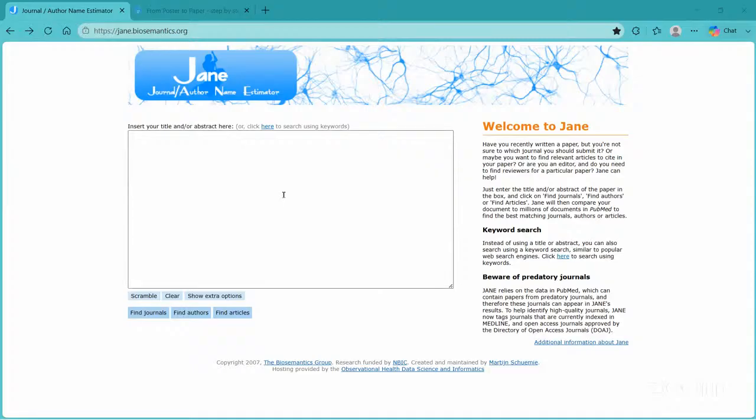This is Jane, an online tool to help you find the right journal for your research. We know how important it is to choose the right journal when you are trying to publish your research. It is an online, free, very easy-to-use platform where you insert the title or abstract of your manuscript, and it can help you find journals, find authors, or find articles.